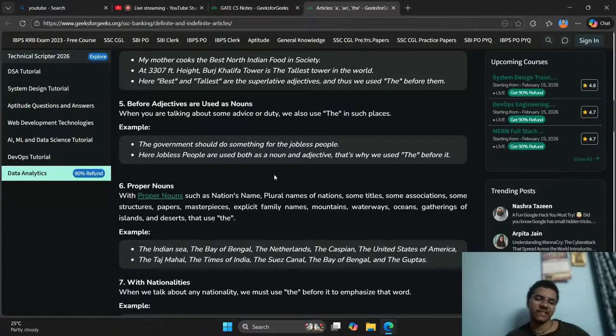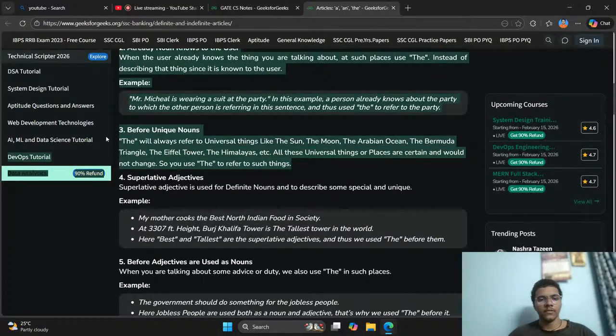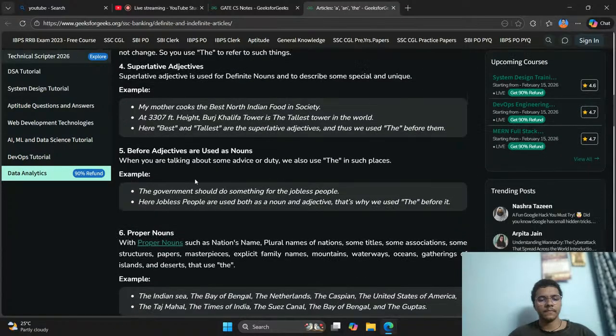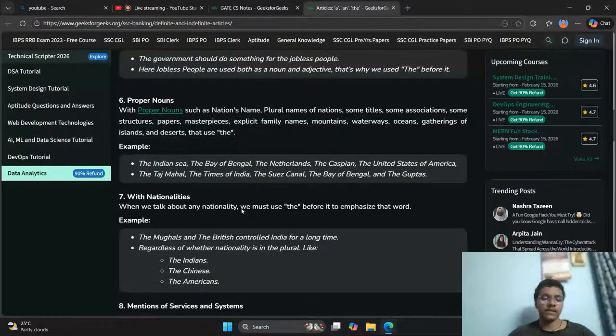Proper nouns such as a nation's name, plural names of nations, some titles, some associations, some structures, papers, masterpieces, explicit family names, mountains, waterways, oceans, gatherings of islands and deserts use "the". Right. It is kind of the same thing as this one. Unique nouns, proper nouns, more or less the same.